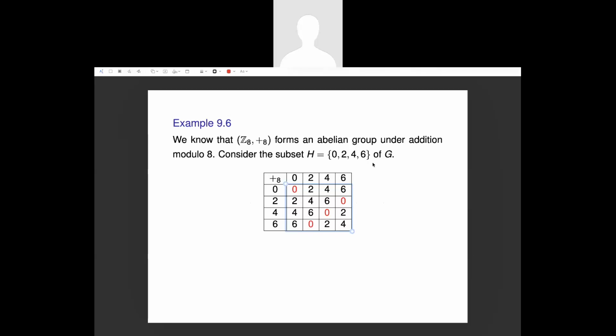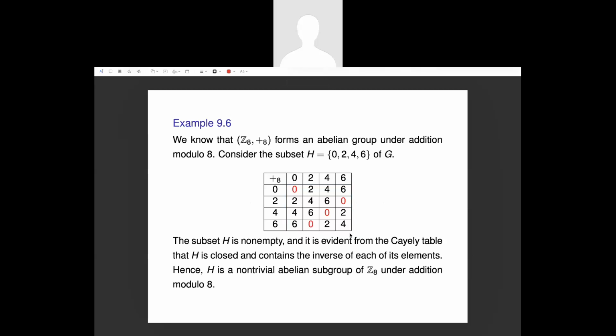So clearly this means we can say that H is a proper subset of the set G, which is Z8. So clearly this is a subgroup of G. By the Cayley table, we can say that H is a non-trivial abelian subgroup of Z8 under addition modulo 8.